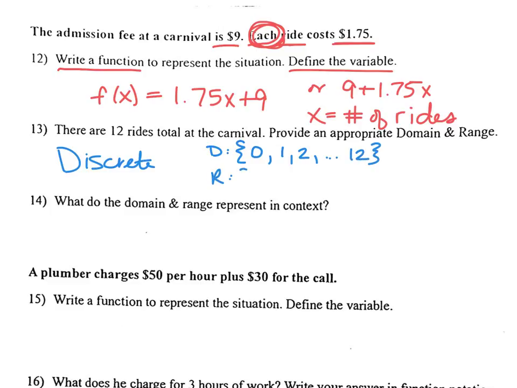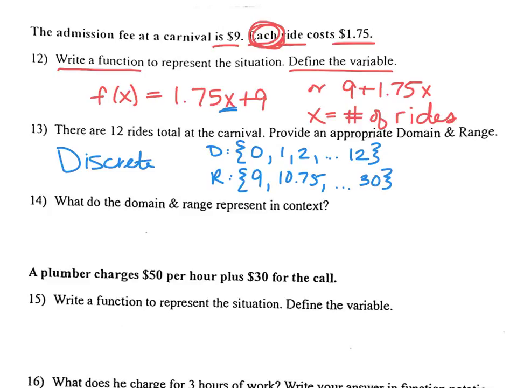And then our range is how much you're going to spend. So if you go on 0 rides, you'll spend $9. If you go on 1 ride, you're going to spend $10.75. And then so on and so forth. And then you just need to figure out how much you're going to spend for 12 rides. So you're kind of plugging 12 in right here. You might use your calculator to figure that out, or just work that out outside of the table function. And when I do that, I get that you're going to spend $30 maximum on rides.